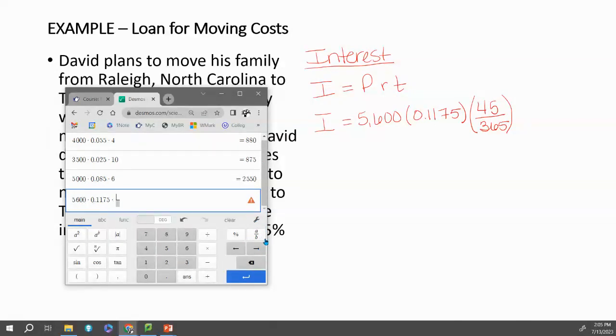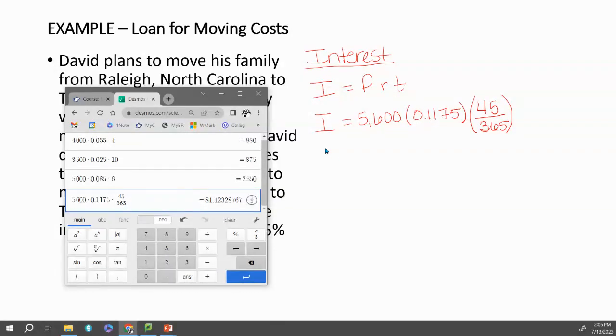I hope you can see my pointer. I'm trying to flash it in case you can't. But it's under the wrench and it says A over B. So use that and it will give you a fraction symbol in the line. So now all we need to do is the 45 on the top, move our cursor down to the denominator, and enter the number of days in a year in the denominator.